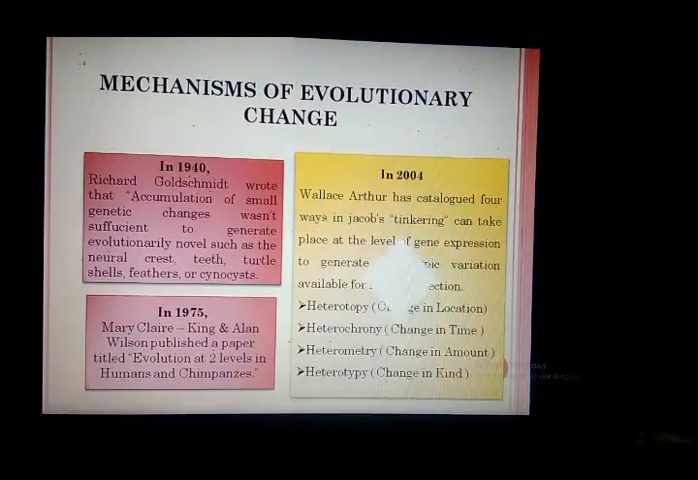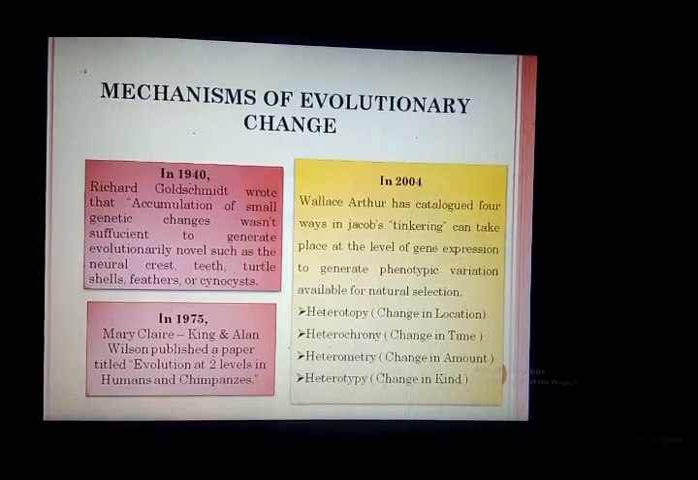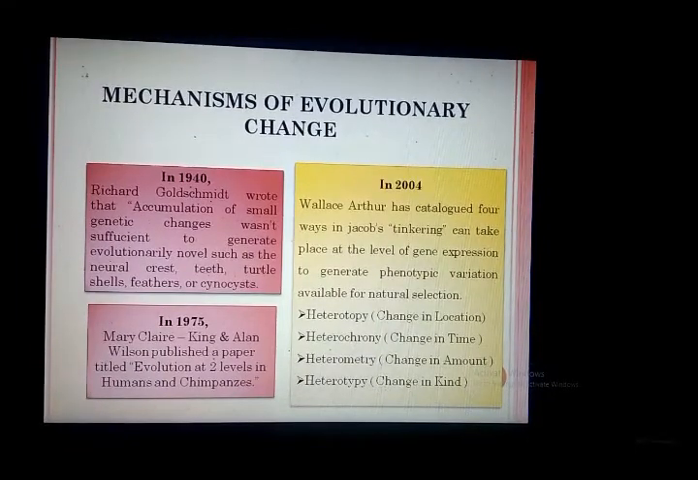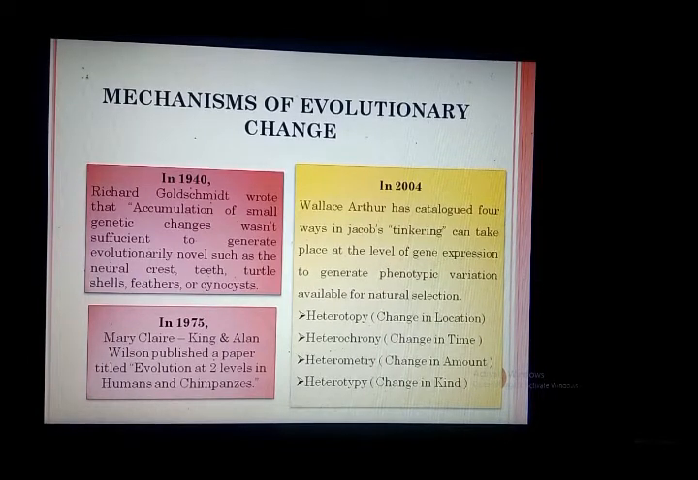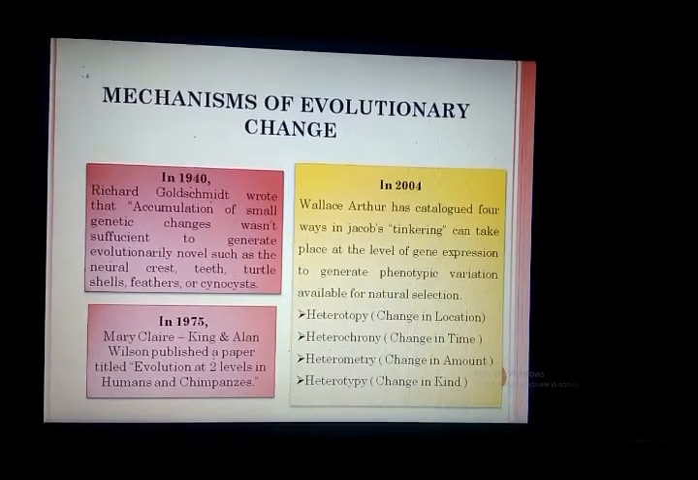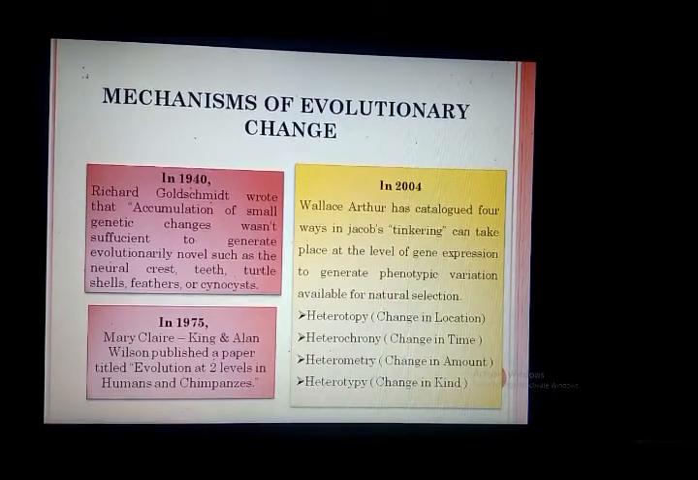And then, also in 2004, a paper cataloged four ways in which Jacob's tinkering can take place at the level of gene expression to generate phenotypic variation available for natural selection. This is the first: heterotopy.